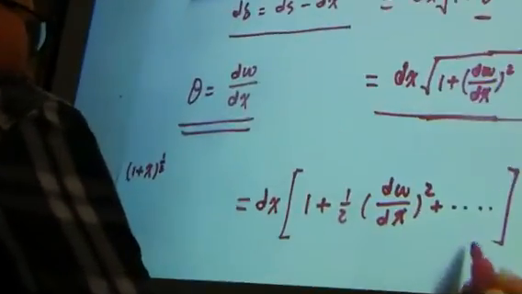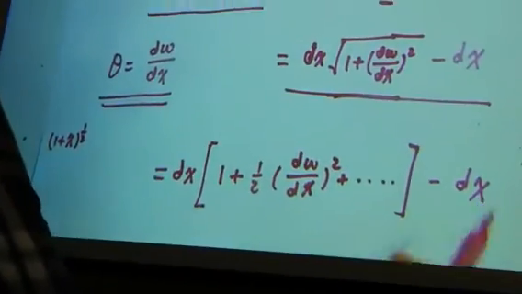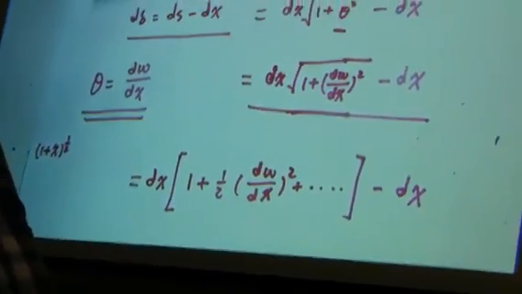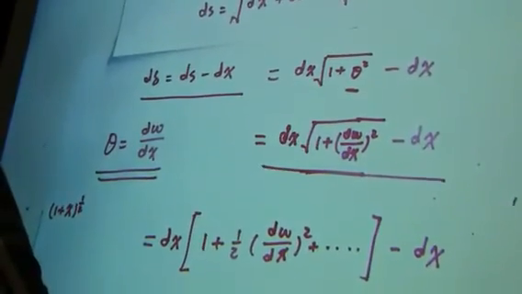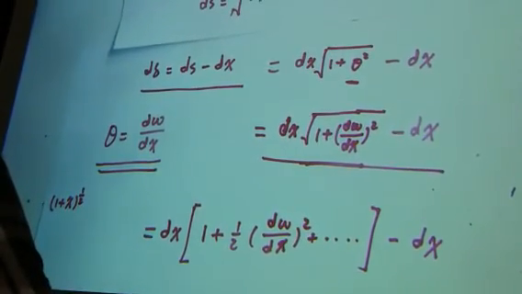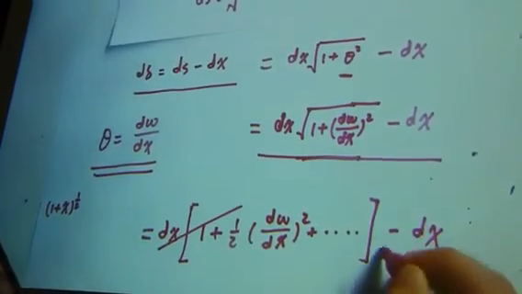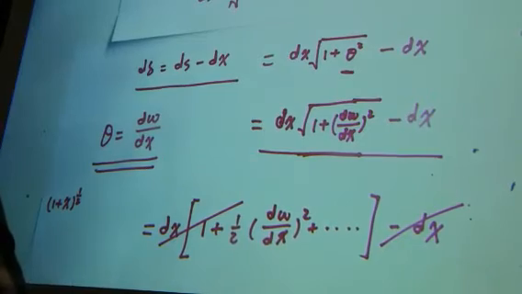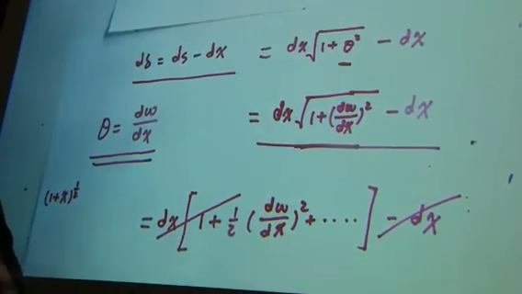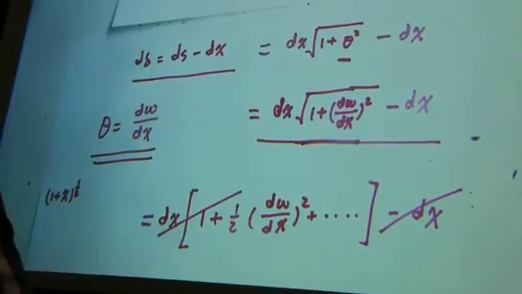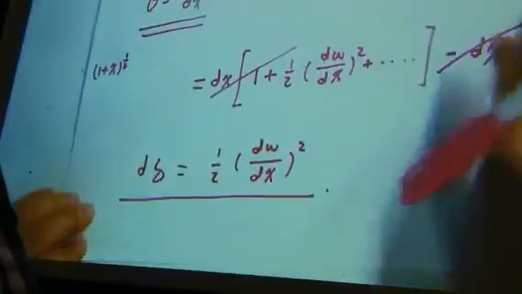dx times 1 plus something. I drop the high order terms because they are very small. dw/dx is already very small. The rotation is already very small. The high order terms are dropped. And then this term will be cancelled with this one. We only have this term. This is d delta. So up to here, we finish the second term.